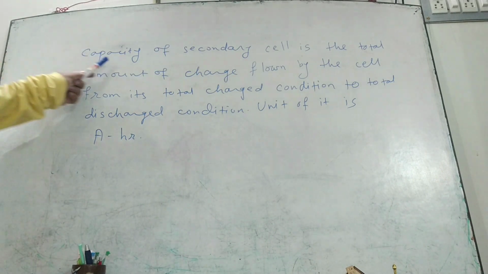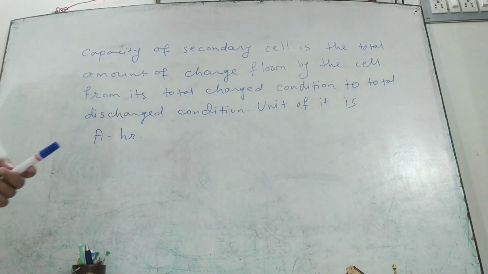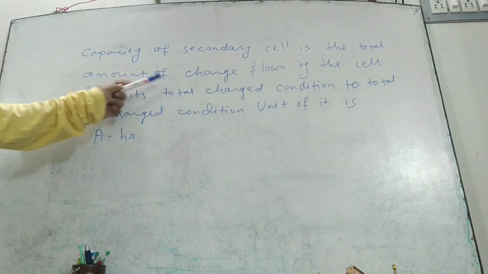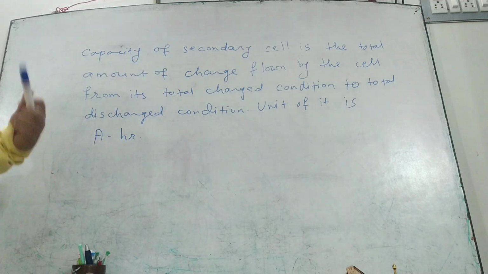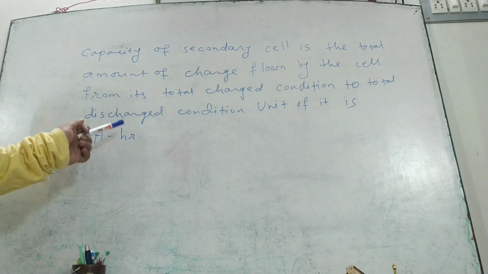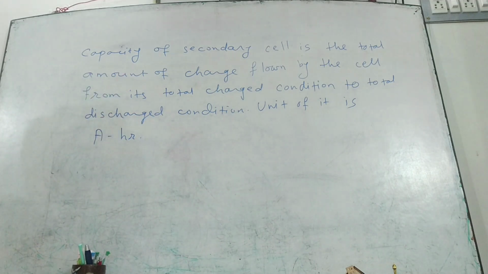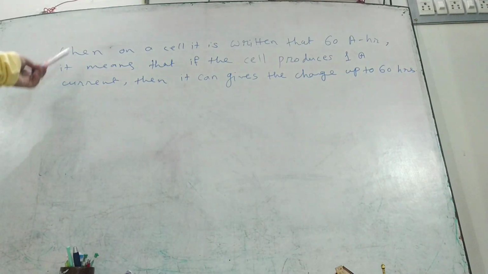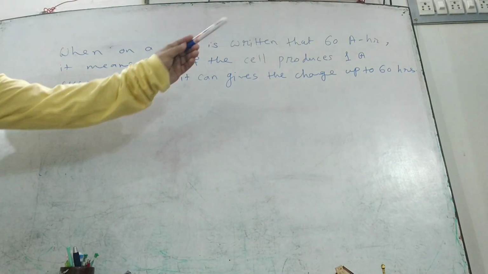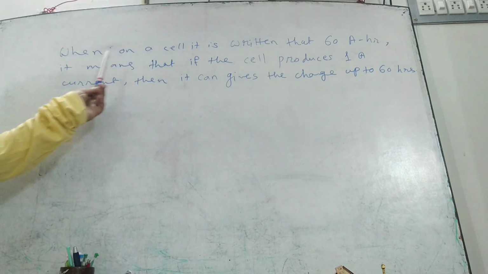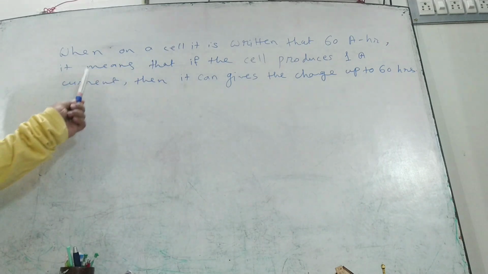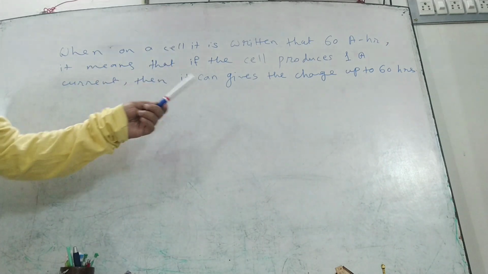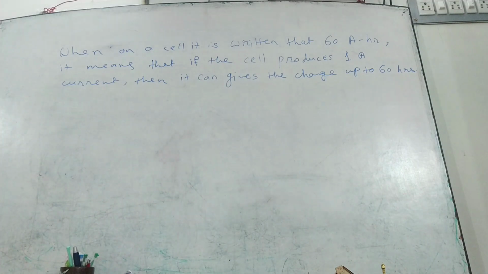The capacity of a secondary cell is the total amount of charge flown by the cell from its total charge condition to the total discharge condition, and its unit is ampere hour. When a cell is marked 60 ampere hour, it means that if the cell produces 1 ampere current, then it can give charge up to 60 hours.